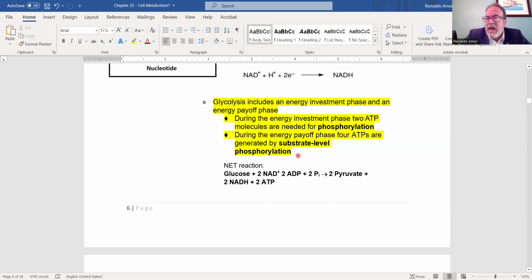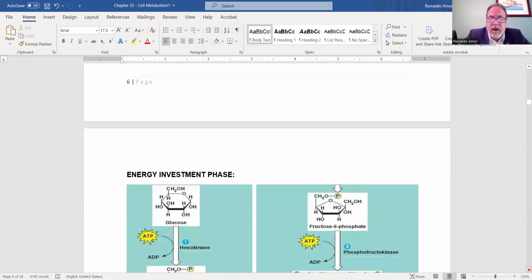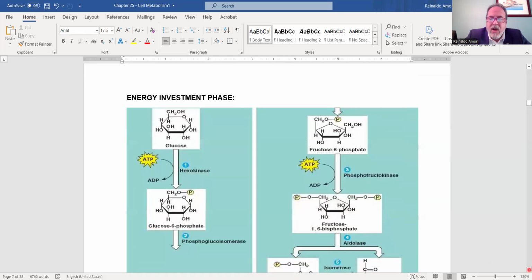Little energy is made through this process. There is another, more significant process that happens in the mitochondria, which is called oxidative phosphorylation. Through that process, we make a lot more ATP. All right, so let's look at glycolysis.